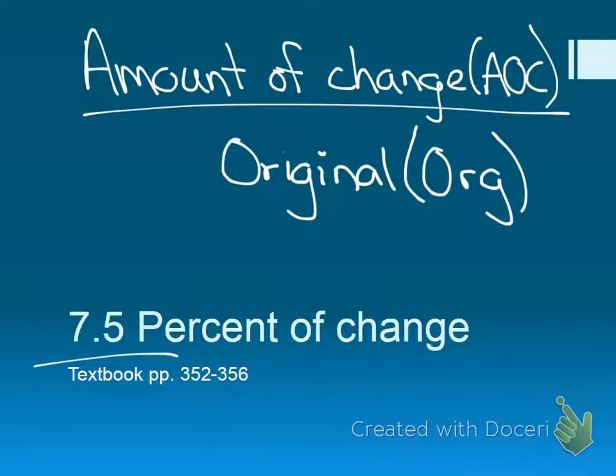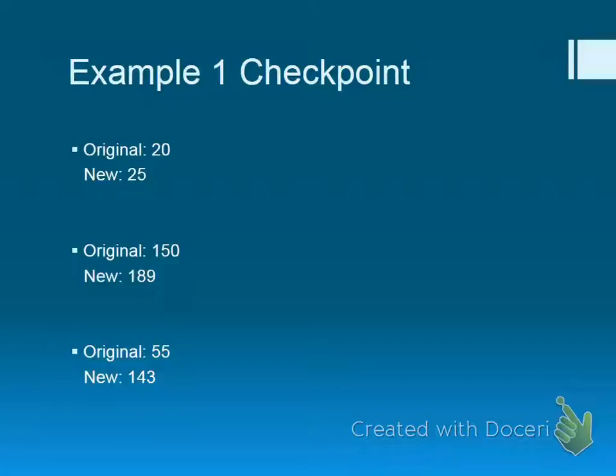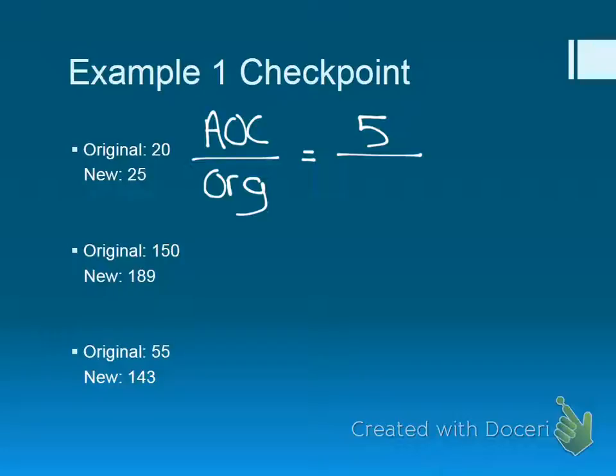So here's how it looks in example 1. All right, in example 1, I have original and new amounts. So I'm looking at the change in my values from the original to the new. In the first example, it says the original amount is 20 and the new amount is 25. So what's my amount of change, or my AOC, between 20 and 25? How much did it change? 5. I subtract the numbers. 25 minus 20 gives me a change of 5.